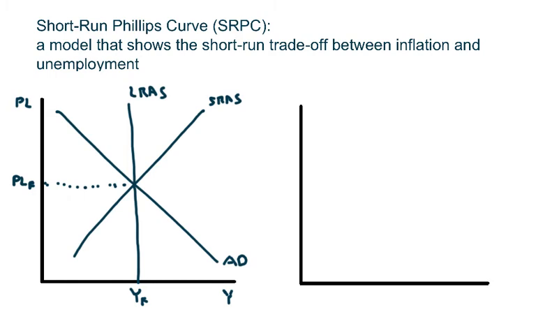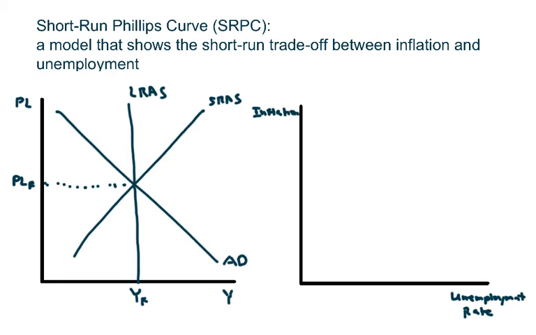On the other side, let's go ahead and draw the Phillips curve. And so what are the labels going to be on the Phillips curve? Well, remember, it shows the trade-off between unemployment and inflation. So the labels are going to be, on the x-axis, we're going to put unemployment rate, and on the y-axis we're going to put the inflation rate.